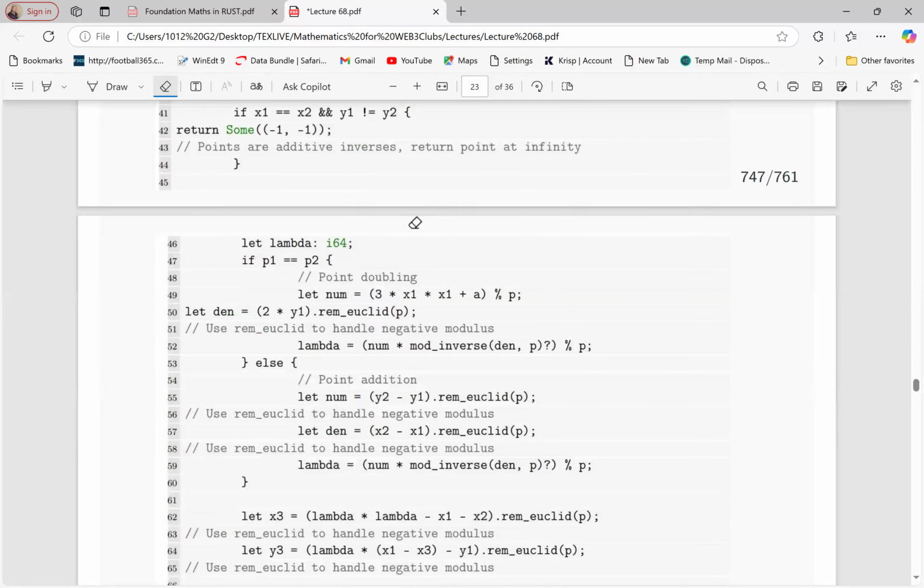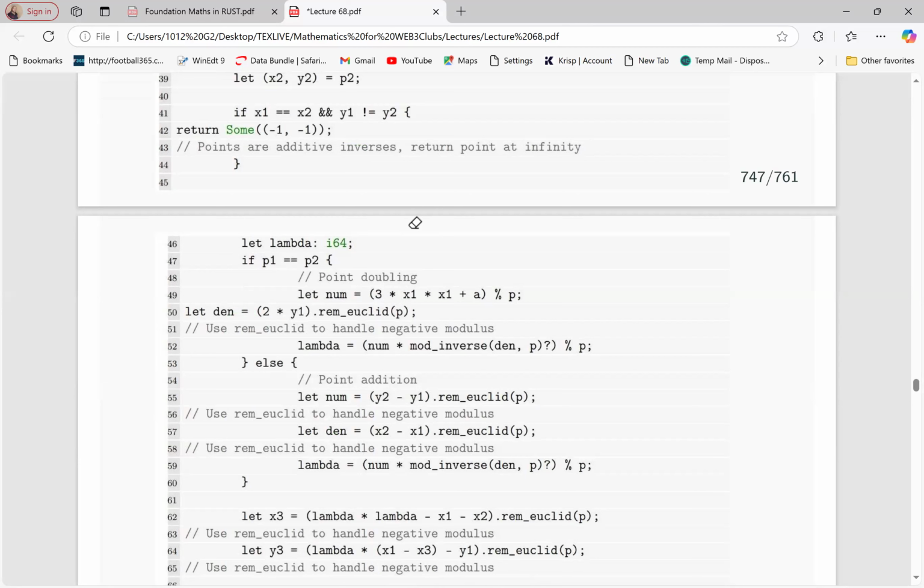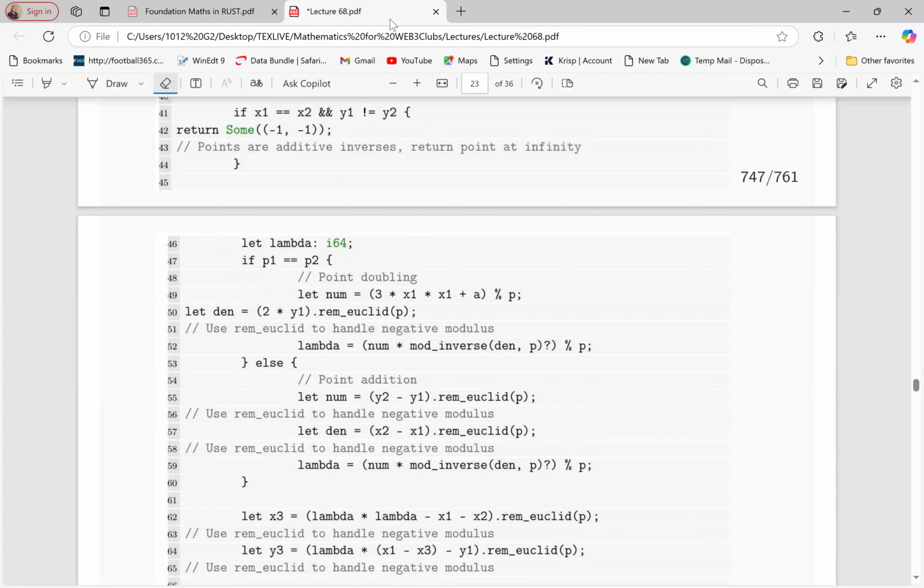And the rest is what we do when adding, just the formulas for summation. Add this point to this point, add it to this, the same formulas. If the point is the same, the formula for doubling is there.